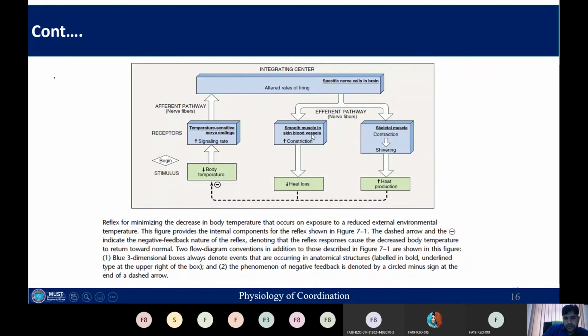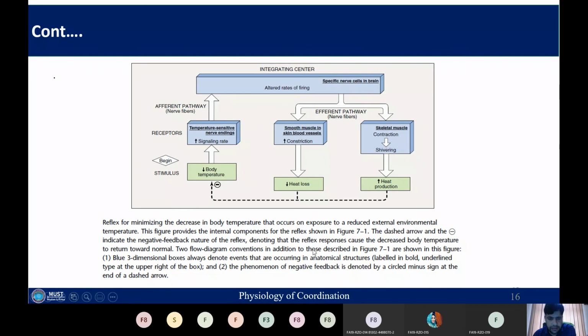Smooth muscle will result in constriction of the blood vessels, and blood supply will decrease there, as a result of which heat loss from the body will be prevented. And in this case skeletal muscles will start shivering and contracting, and heat will be produced. So all these are examples of negative feedback. The dashed arrow and the negative sign are basically to indicate the negative feedback, the control responses to decrease the body temperature.